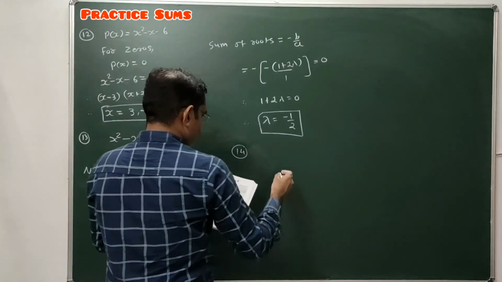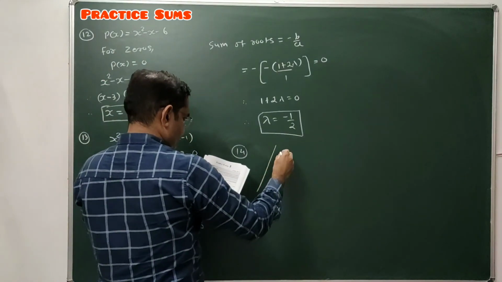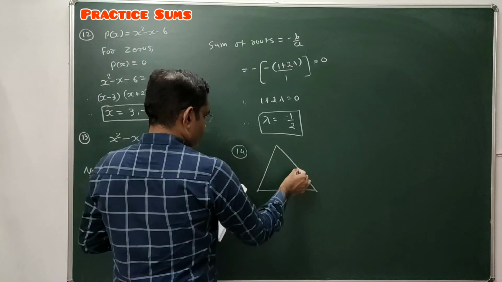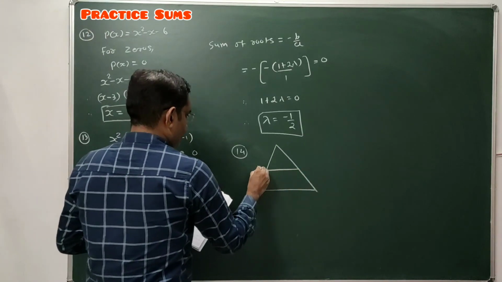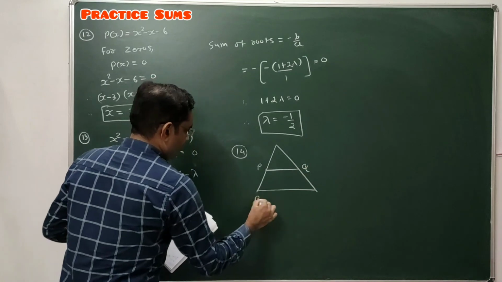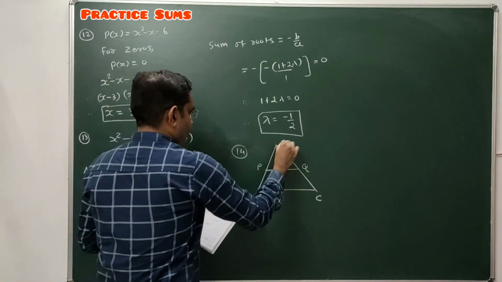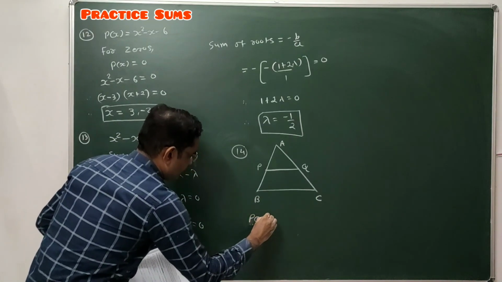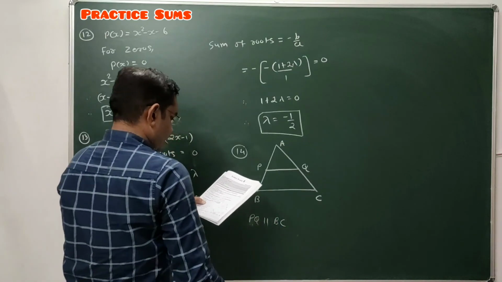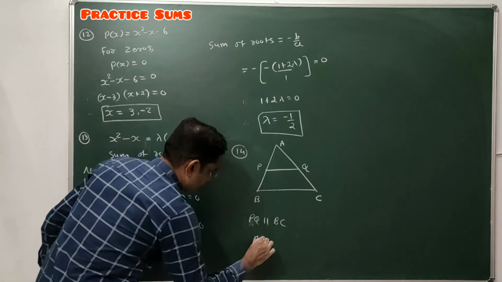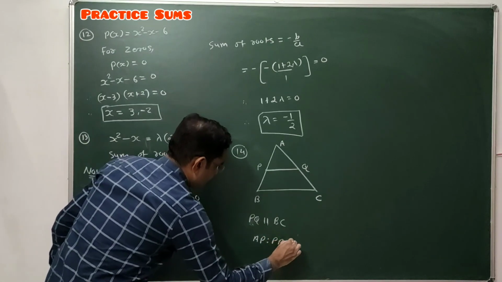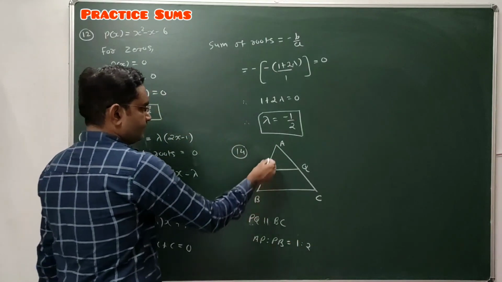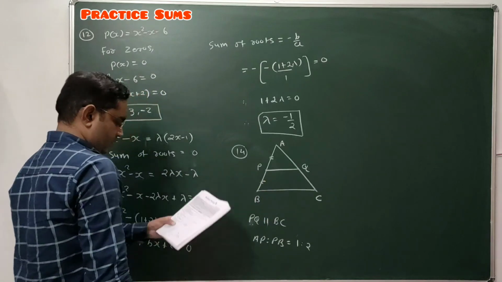So here a figure is given. In this given figure, PQ is parallel to BC. This is point A. So here we are given that PQ is parallel to BC, and the ratio AP to PB is equal to 1:2. AP and PB ratio of these two sides is 1:2 is given.